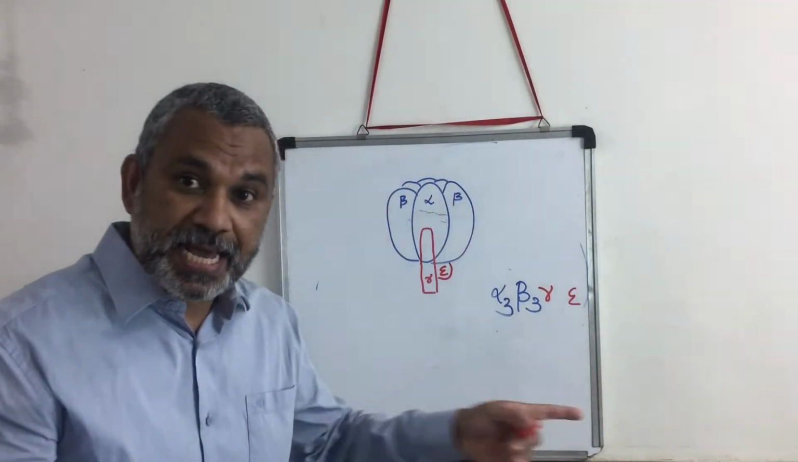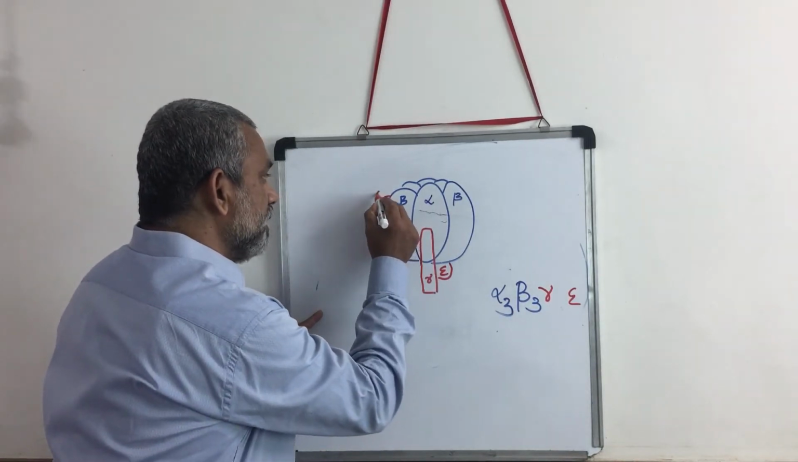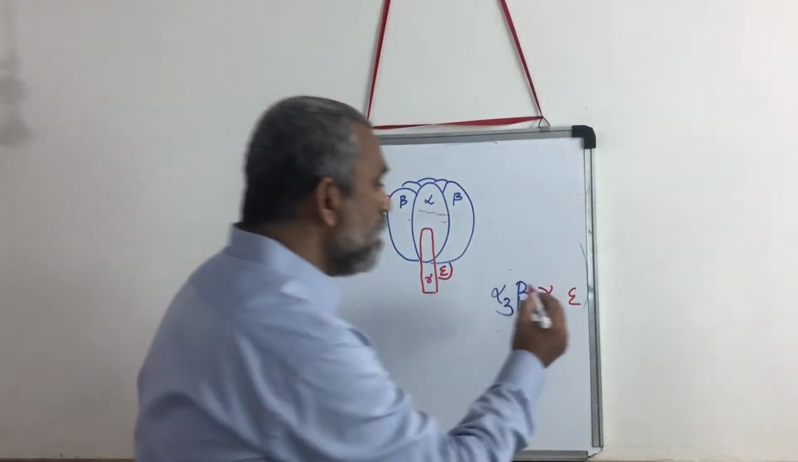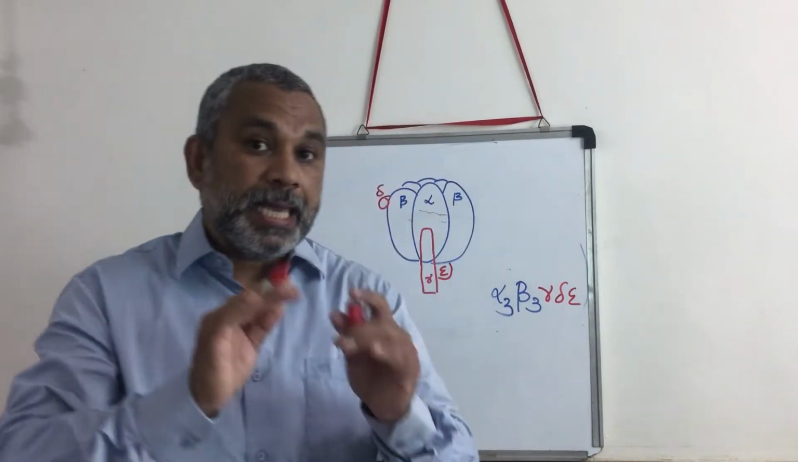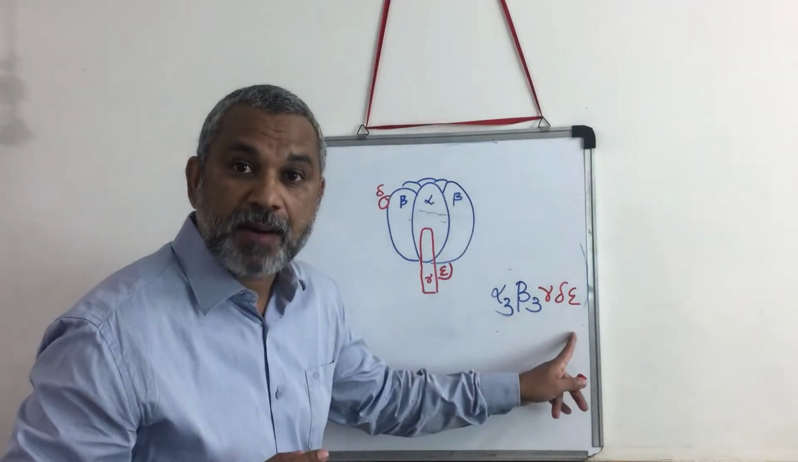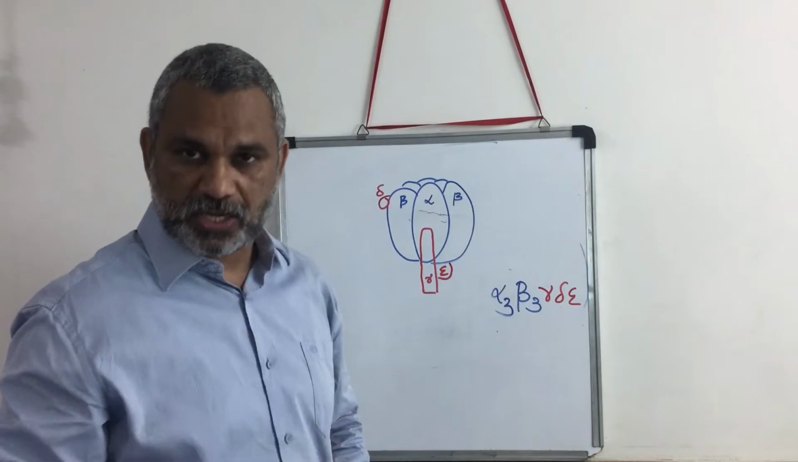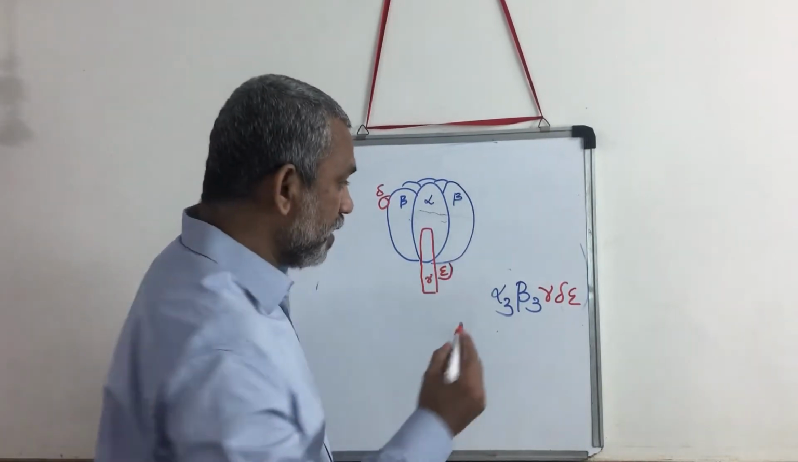So we are missing a delta subunit. Now currently let us put the delta subunit here. This is the delta subunit. So therefore, the configuration of the F1 complex is alpha 3, beta 3, gamma 1, delta 1 and epsilon 1. This is the configuration of the F1 complex.